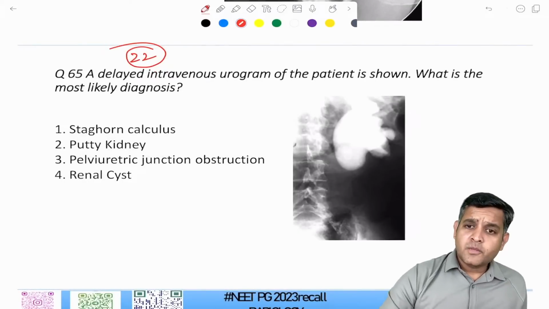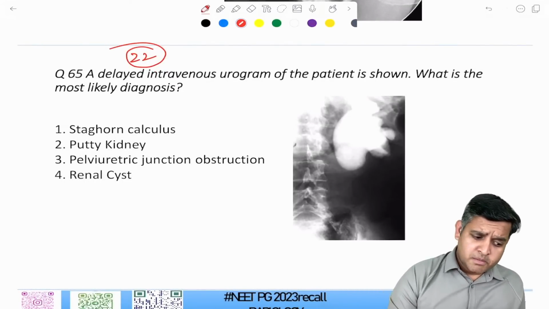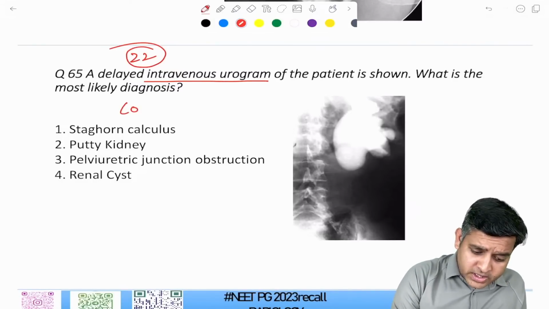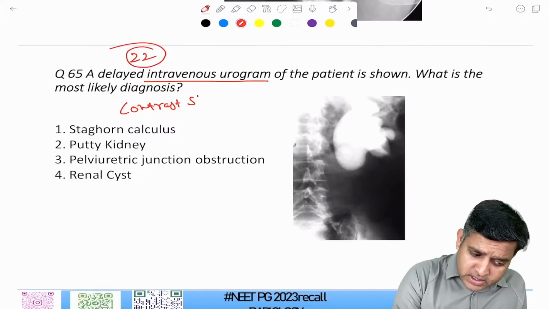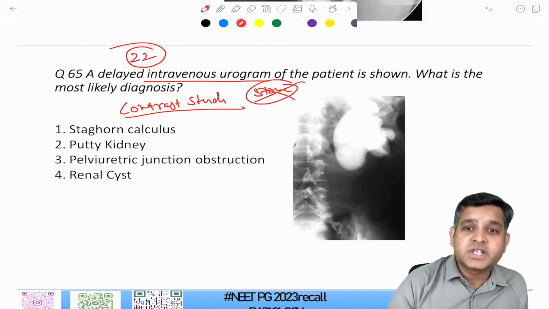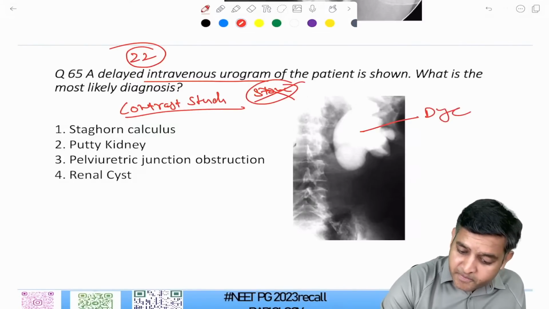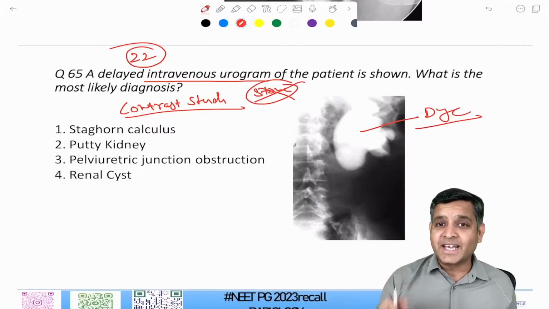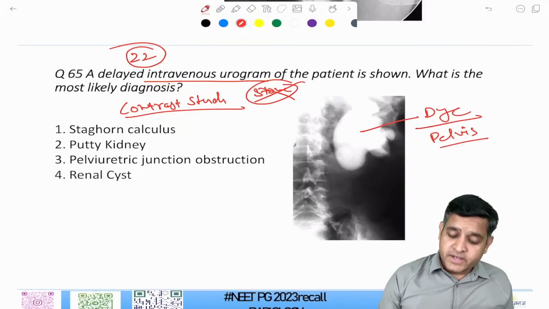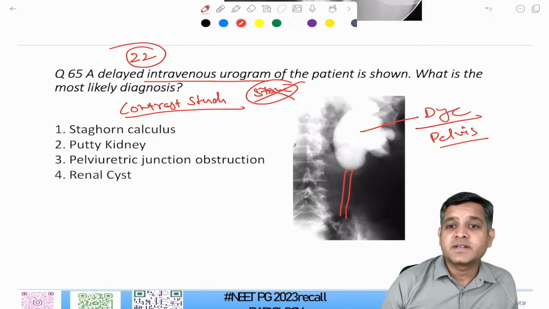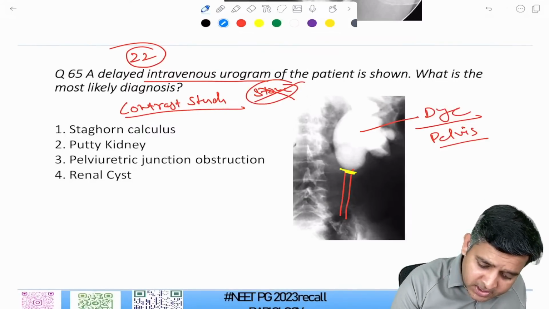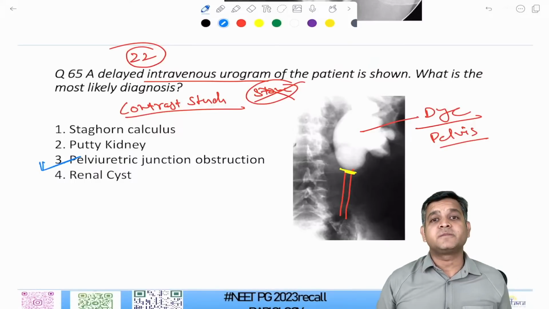Okay. Now, this looks like a staghorn calculus, but please remember this is an intravenous urogram. And if it's a contrast study, always remember, you cannot see a stone. That means this is a dye. This is not a stone. This is a dye present in the pelvis. If it is present in the pelvis, it should have gone into the ureter. And since it is not able to go into the ureter, that means there is a block here, and that is why, what is the answer? Answer is pelvic-ureteric junction obstruction.